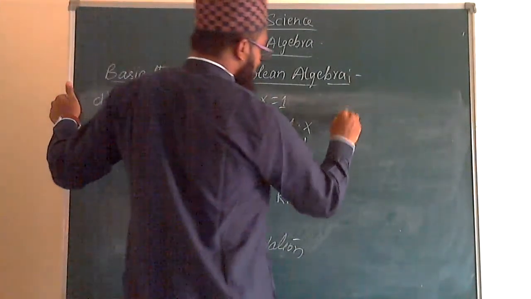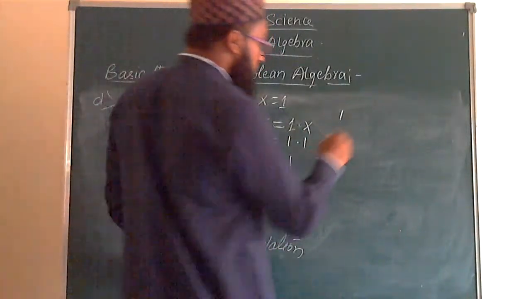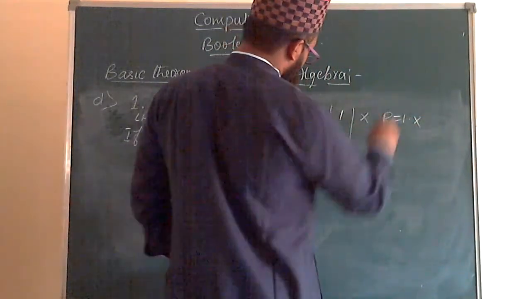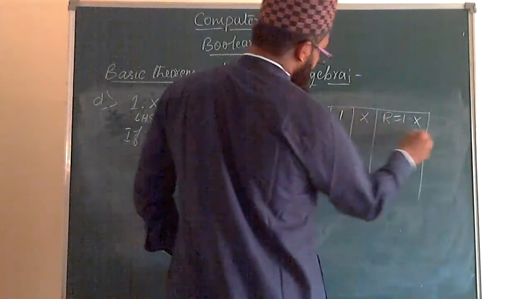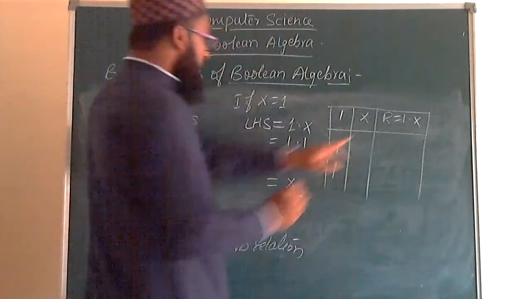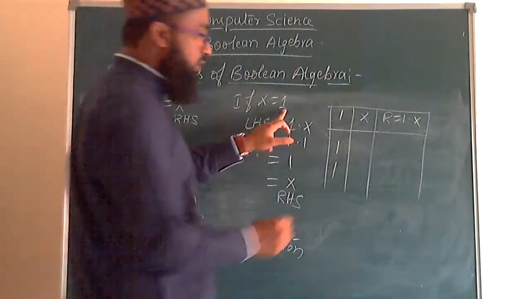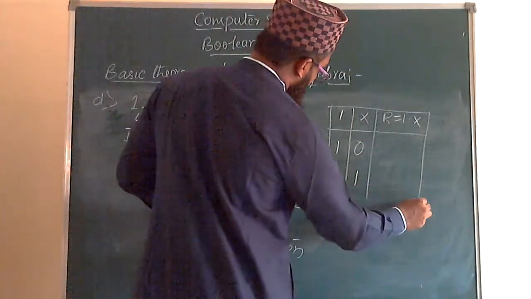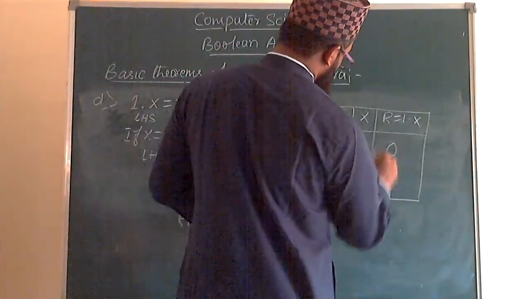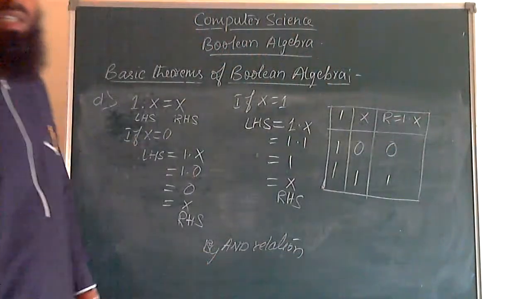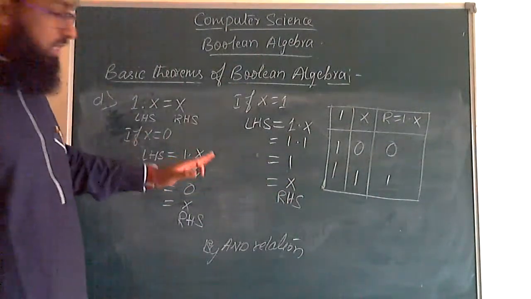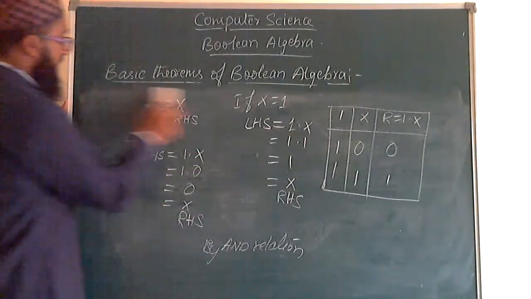Now write the truth table for these two things: 1 into x. Take two values for x, 0 and 1, with 1 ANDed. Then the truth table will be like this: here it is 0 and here it is 1. This is the truth table for this theorem, this operation.